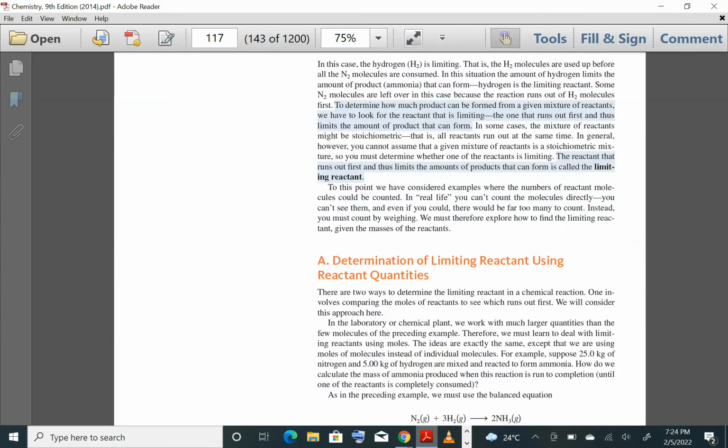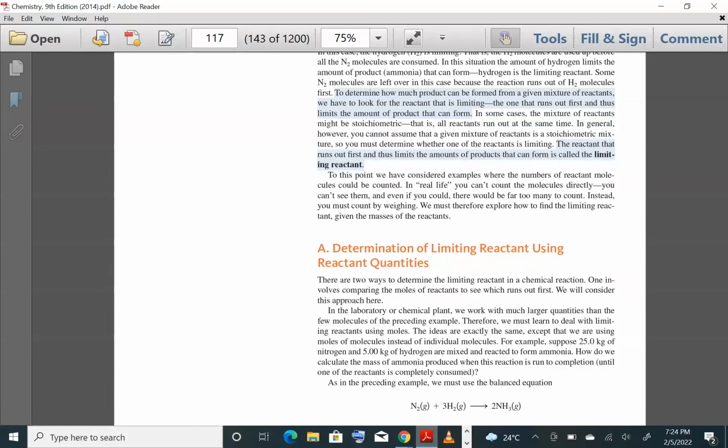So the reactant that runs out first and thus limits the amount of product that can form is the limiting reactant. For instance, where we had the bread, the cheese, and the meat, the meat was the limiting ingredient because after we make 3 sandwiches, the meat is done. We can't make 4 or 5, even though the bread can allow us to make 4 and the cheese can allow us to make 5. So that's the concept there.